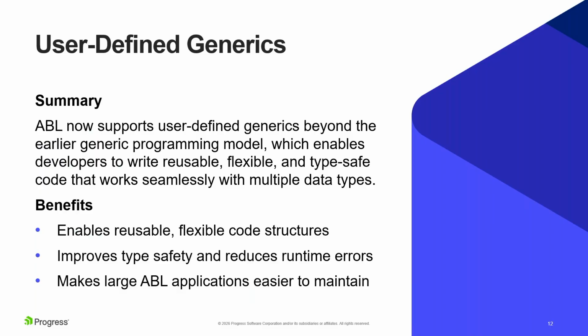So when developers use generic types, it helps to reduce their code because you don't have to create a class for each distinct type, and you don't have to cast references at runtime either. So the benefit for developers is that user-defined generics provides the ability to create reusable and flexible code structures. It improves compile time type checking, which reduces runtime errors, and it makes large ABL applications easier to manage, which lowers your technical debt. We know that user-defined generics is a foundational feature in other modern languages, so we're excited to add it into the language to enable developers to write cleaner code.